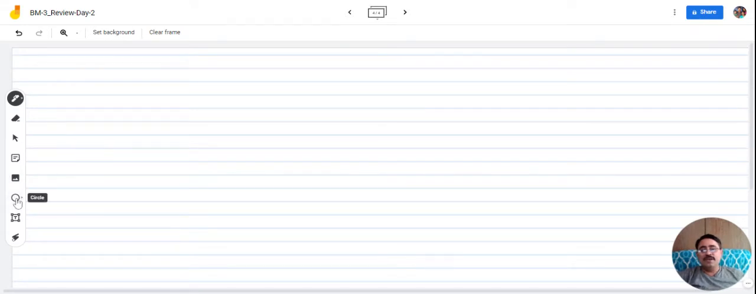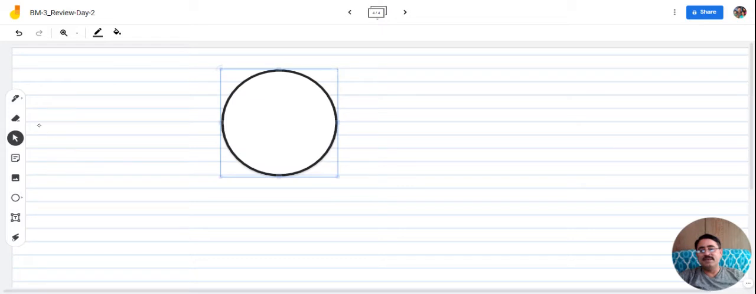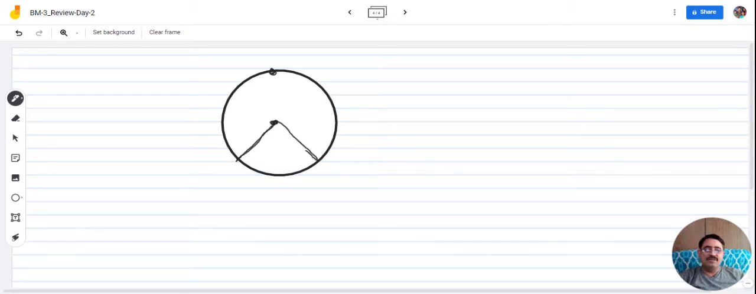Now the next rule is, suppose a circle is given, and this is the center of the circle, and an angle is drawn. This is called a central angle.